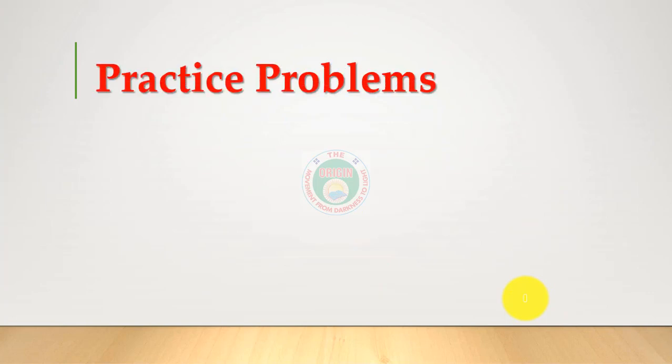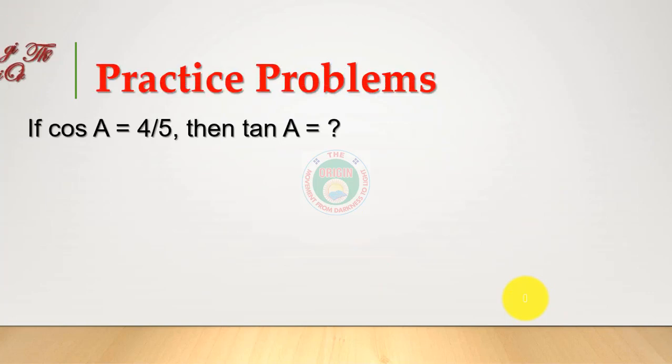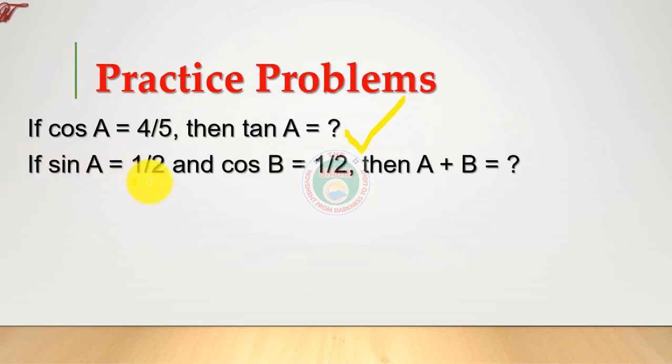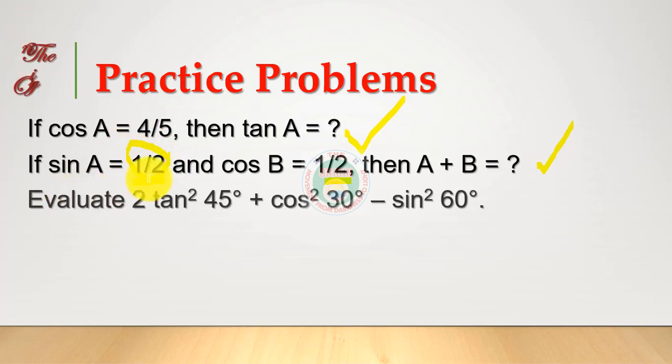Okay students, listen to the problems and practice them. These are the problems from exercise 1 onwards. You should practice them. Cos A equals 4 by 5, find the tan A value. And sin A equals 1 by 2 and cos B equals 1 by 2, then find the value of A plus B, angle A plus angle B. And here sin A equals 1 by 2. What is the 1 by 2 value in terms of sin, where is the 1 by 2 value? Then write it at that angle and simplify.